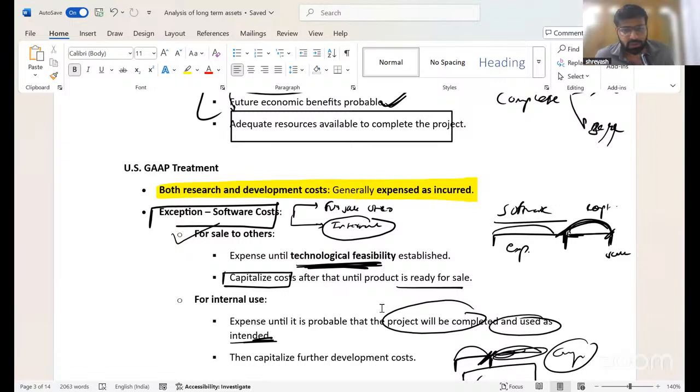If it is for selling it to others, then until the time technological feasibility is established, you expense everything. After that, till the time of sale, you capitalize everything. And if it is for internal use, then until the time you're not sure that you're going to complete the asset and use the asset as it is intended for its original use, you are going to be expensing everything, and post that you're going to capitalize everything.